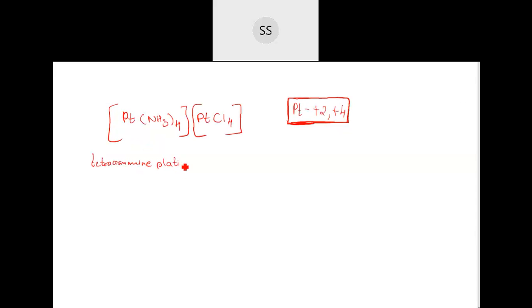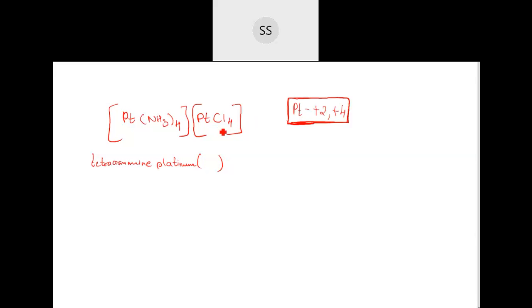So platinum, and then after that you have to check out what will be the oxidation state of this platinum. Okay, so that we will check out later. Now I have just put them like this. Okay, now I'll go for the next one.